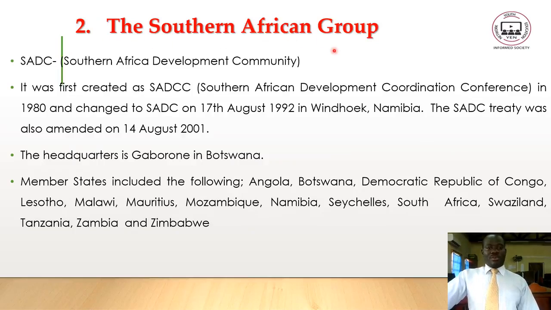In the Southern African group, we have SADC, the Southern Africa Development Community. It was first created as SADCC, with a double C at the end, the Southern Africa Development Coordination Conference. It was formed in 1980, and it changed to SADC on 17th August 1992 in Windhoek, Namibia. The SADC Treaty was also amended on 14th August 2001. The headquarters of SADC is in Gaborone.